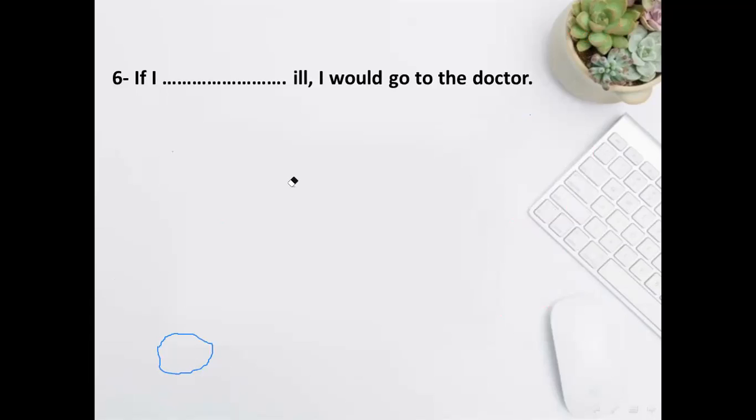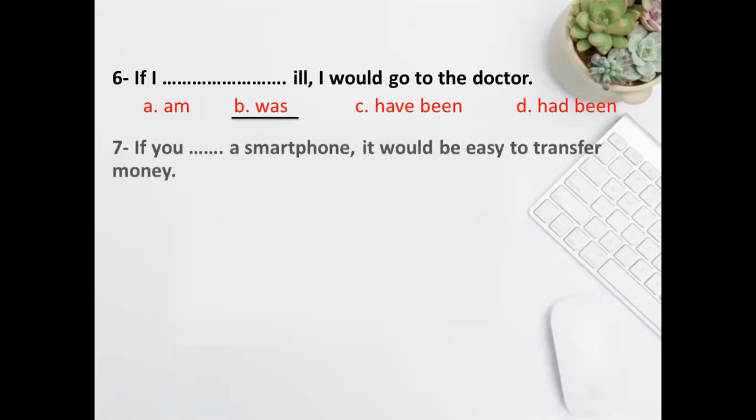Number 6. If I was ill, I would go to the doctor. If I am, I was, I have been, I had been. Here, in the second sentence there is would, so I want the past simple. Was. Was.